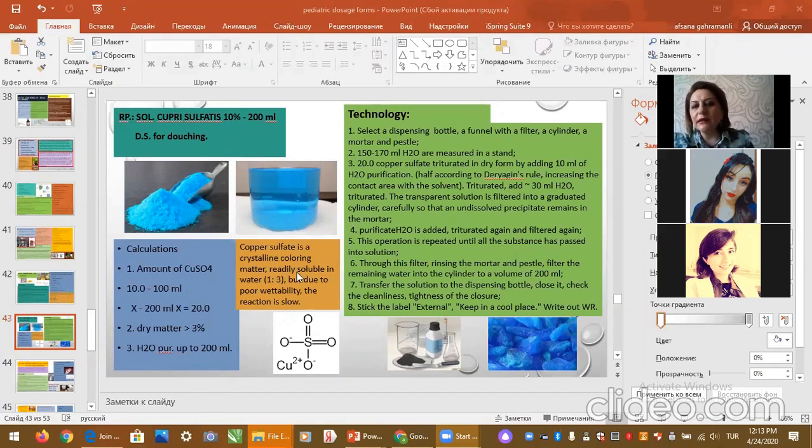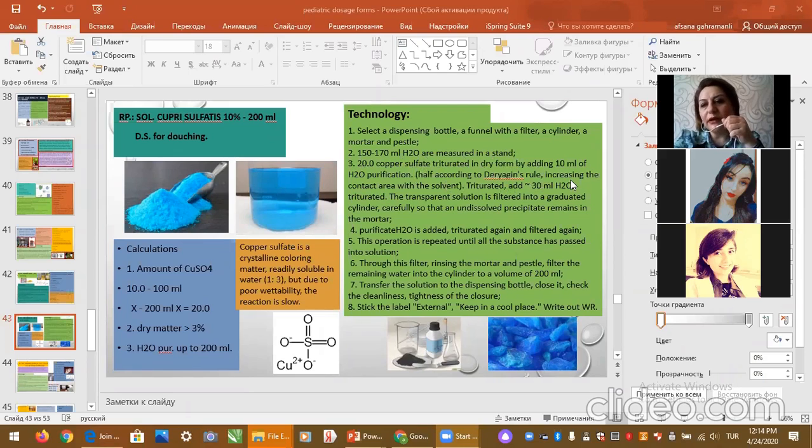Copper sulfate is crystalline coloring matter readily soluble in water, 1 to 3% proportion, but due to wettability, the reaction is very slow. And technological process, what we must doing, at first select a dispensing bottle, a funnel with a filter, a cylinder, a mortar and pestle. We take from 150 to 170 milli purified water and measured in a stand, 20 gram of copper sulfate triturated in dry form by adding 10 milli of purified water, half according to the reagents rule.